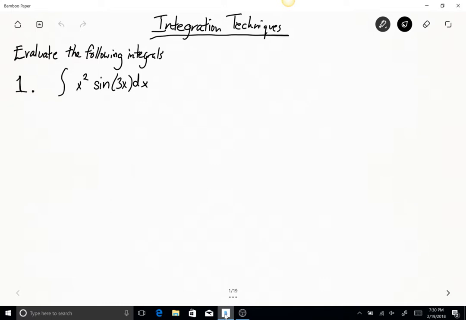So without further ado, we're going to have a series of integrals. I'm going to go through quite a few and see if we can solve these things. So let's get started with this x squared sine of 3x dx.